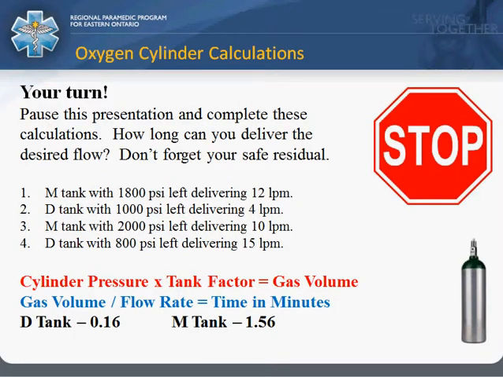But enough of an example. Now it's your turn. I've got 4 questions here. A particular tank with a particular amount of pressure left in it, and then a desired flow rate. I want you guys to calculate how long you can deliver that desired flow rate before you run out. I've got your formulas there. I've got your tank factors there. Don't forget to remove 500 pounds as a safe residual. Go ahead and pause the presentation right now. I'll be waiting for you when you get back, and then we'll take up the answers.